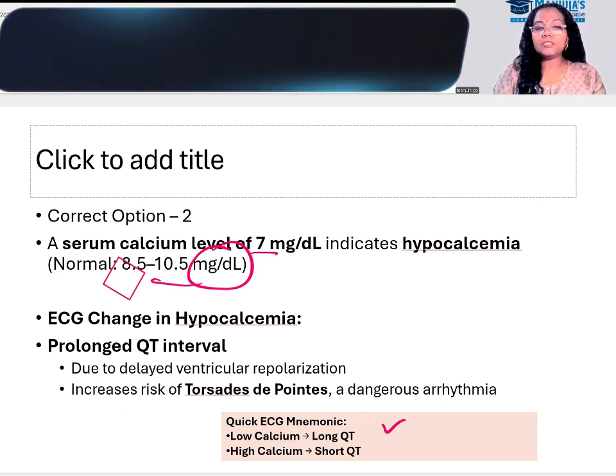Now to remember this quickly, I can give you a mnemonic. Low calcium means long QT, which means prolonged QT. And high calcium, short QT. So you can remember it like that.